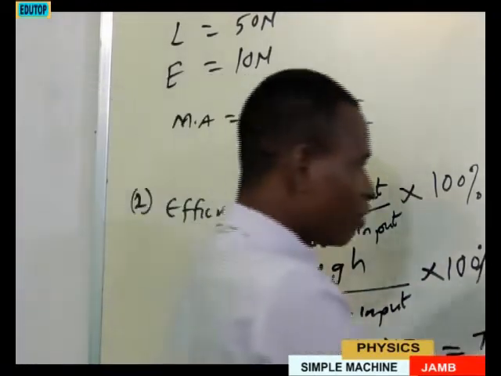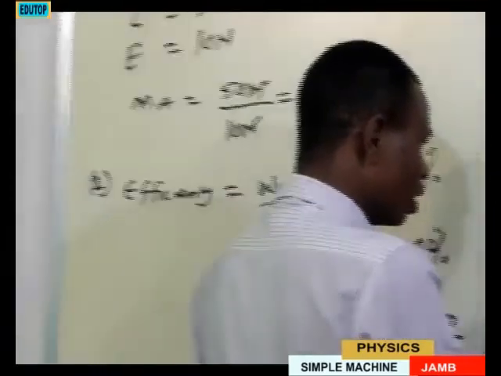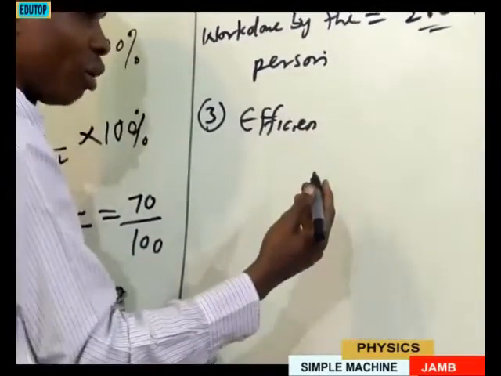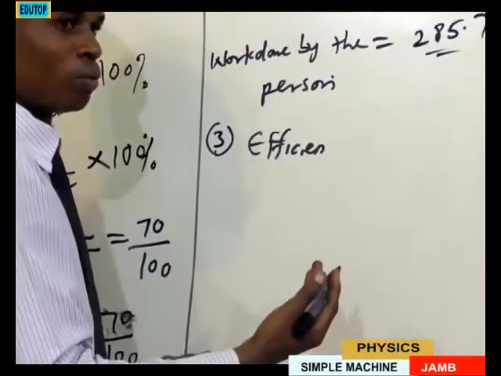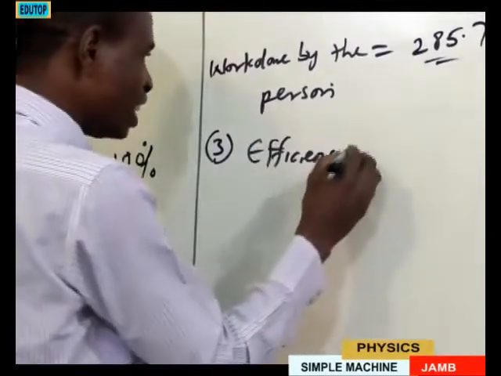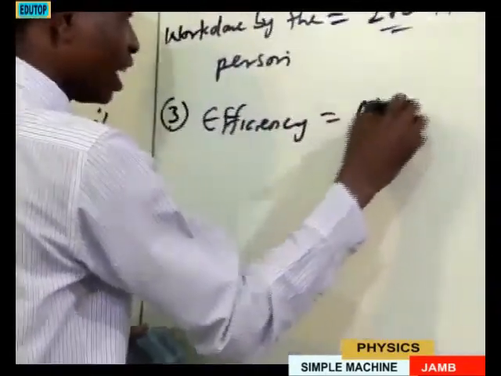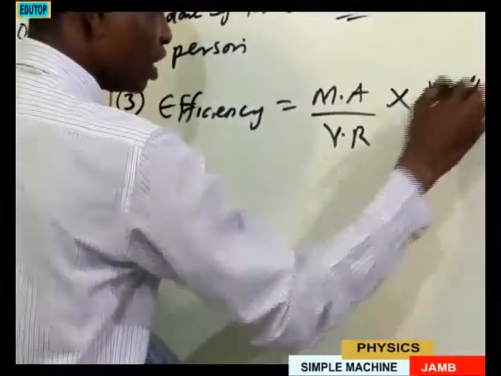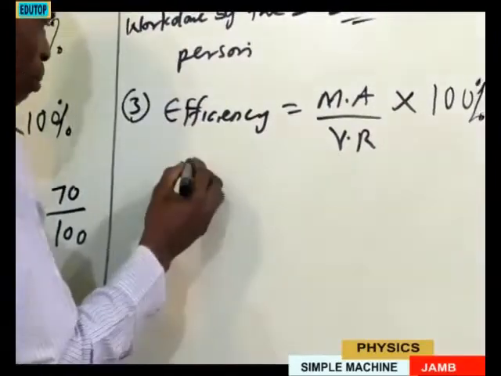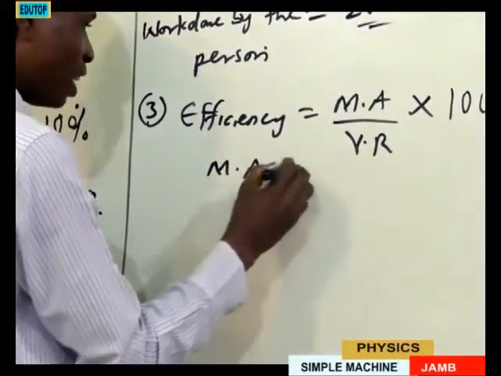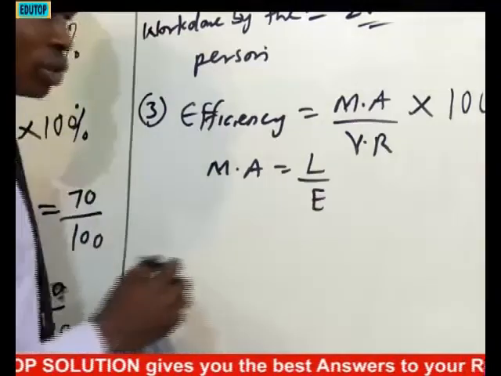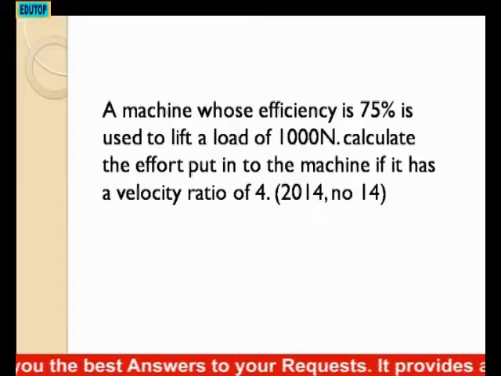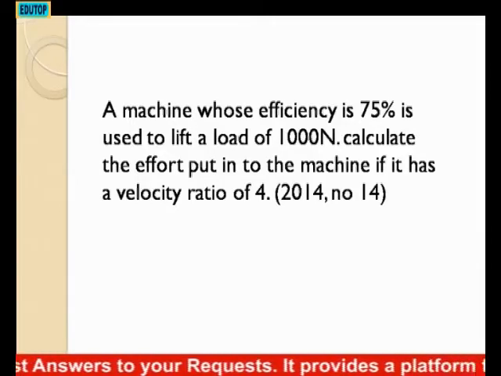We have another formula for efficiency, depending on how the examiner asks the question. Okay? Efficiency in this case will be equal to mechanical advantage over velocity ratio times 100%. Remember that mechanical advantage is load over effort. And if you look at the question, it has given us the value of load, which is 1000 Newton.